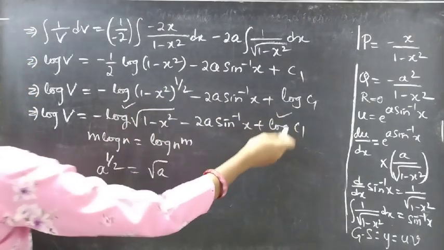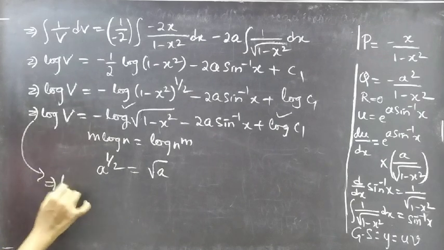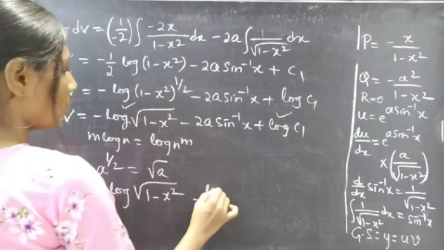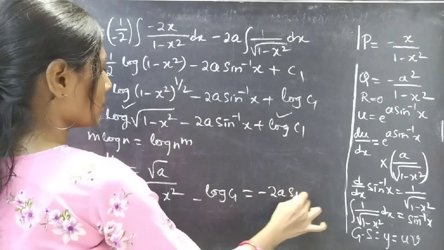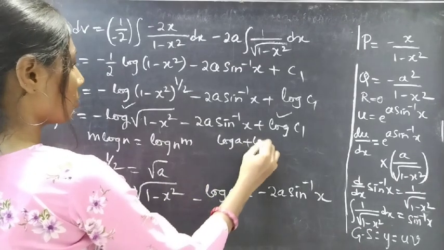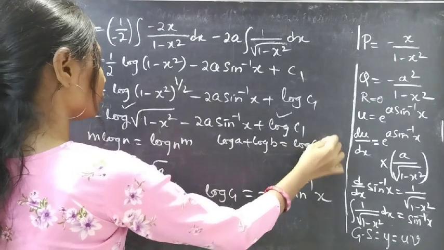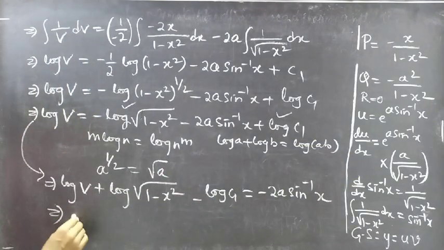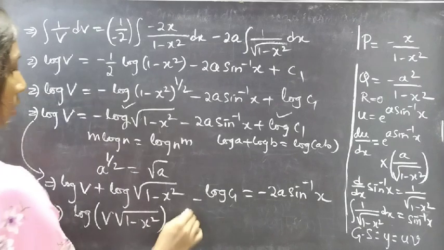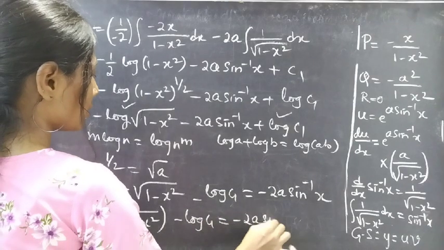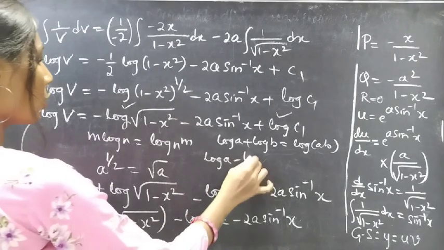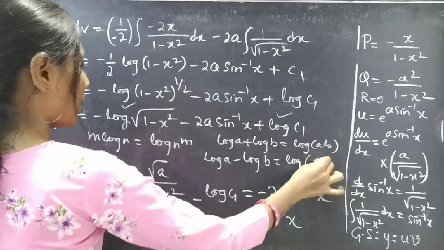Now take the terms involving log to the LHS. Then the above equation becomes log V plus log square root of 1 minus x square minus log c1 equal to minus 2a sine inverse x, right? Since we know that log a plus log b equals log ab, we can write log V plus log square root of 1 minus x square as log V into square root of 1 minus x square, minus log c1 equal to minus 2a sine inverse x. See, this is of log a minus log b form. We know that log a minus log b can be written as log a by b.